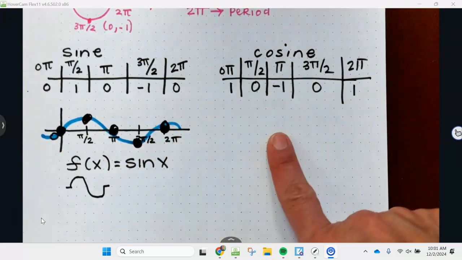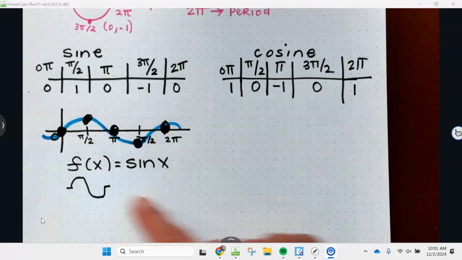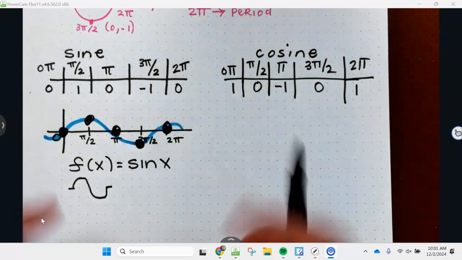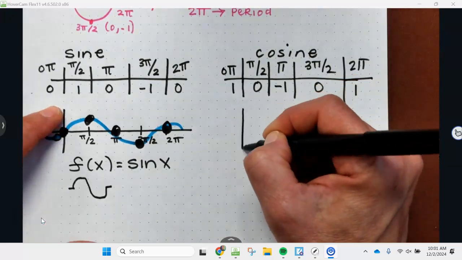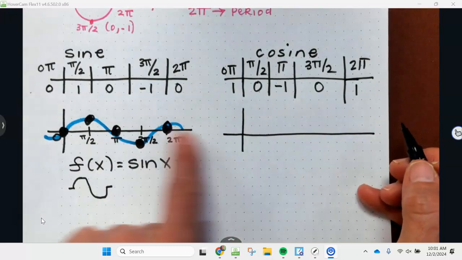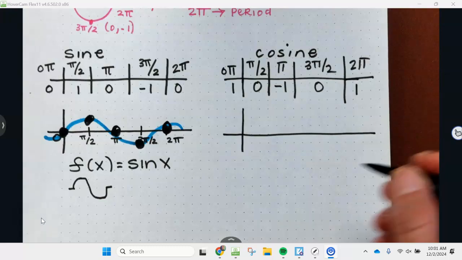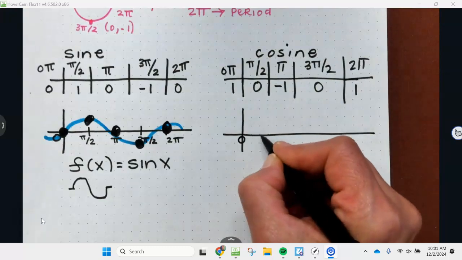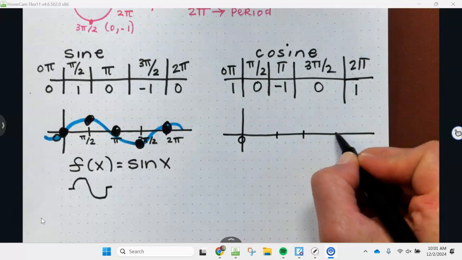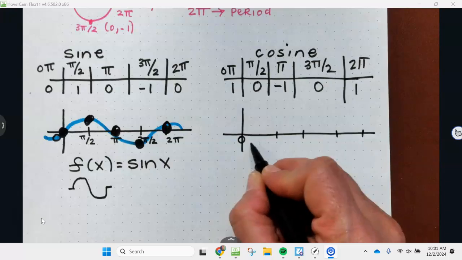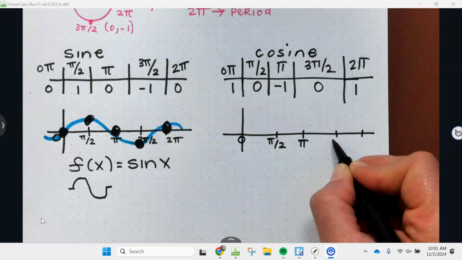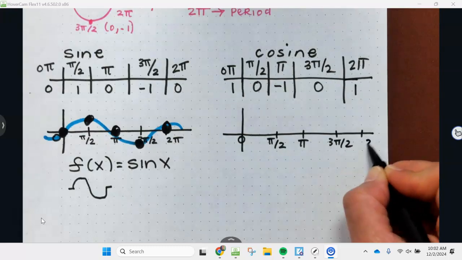I'm going to draw a little x and y axis. It's going to look just like this. I'm going to have a short x-axis, a long y-axis, a short y-axis, a long x-axis. My increments that I'm going along the x-axis are still the same. So 0, pi over 2, pi, 3 pi over 2, 2 pi.